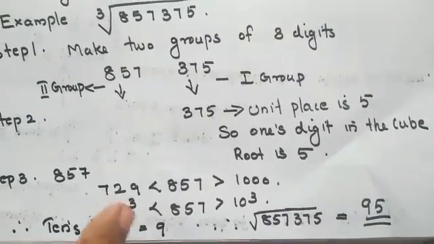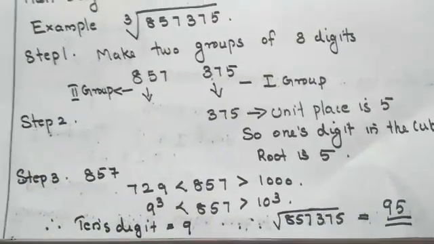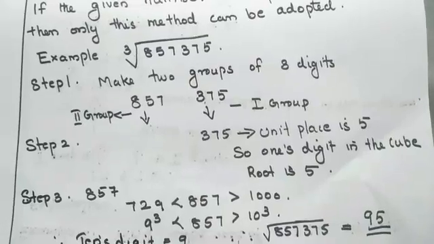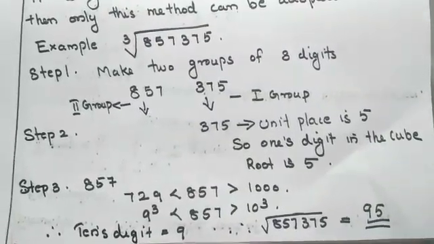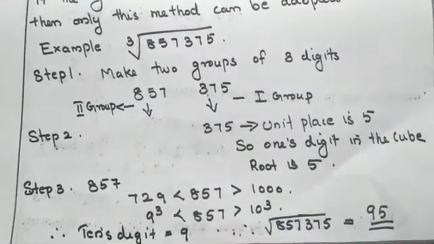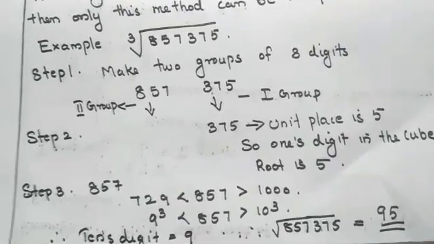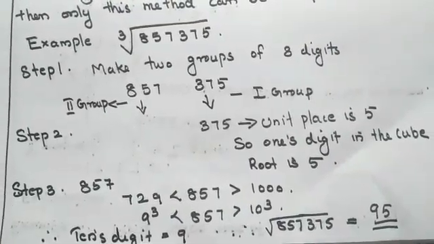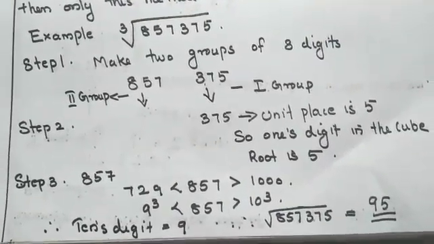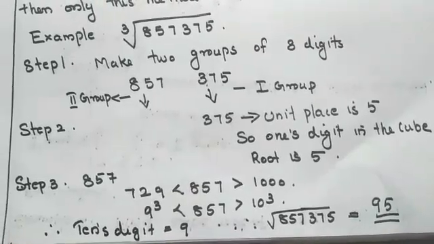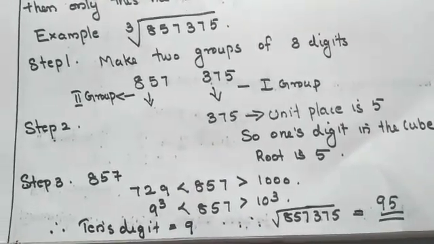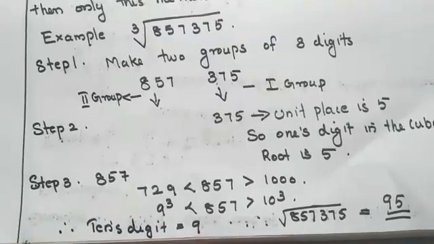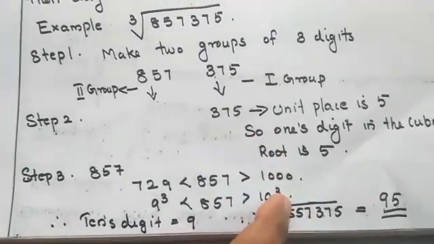Okay. So first we will group together into two groups of 3 digits. Then the first group will decide the ones digit. The second group will decide the tens digit. And then, you understood the method from here?